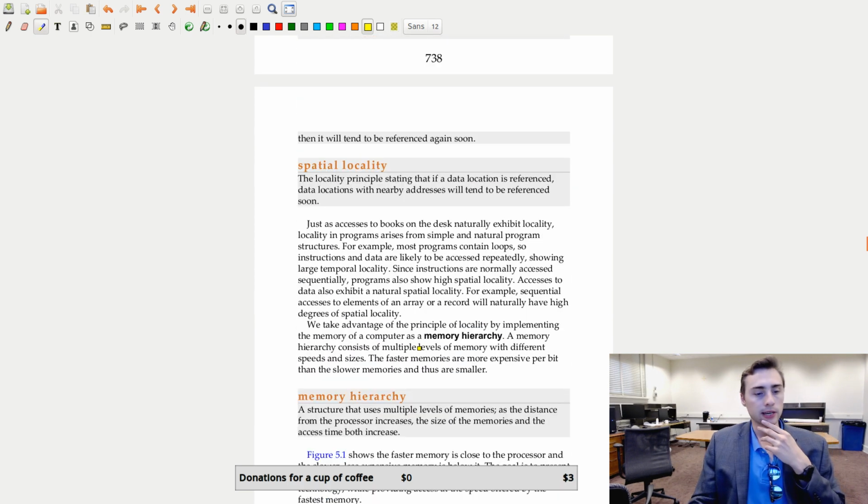So those are the ideas that we just went over. And so we'll take advantage of the principle of locality by implementing the memory of a computer as a memory hierarchy. A memory hierarchy consists of multiple levels of memory with different speeds and sizes.